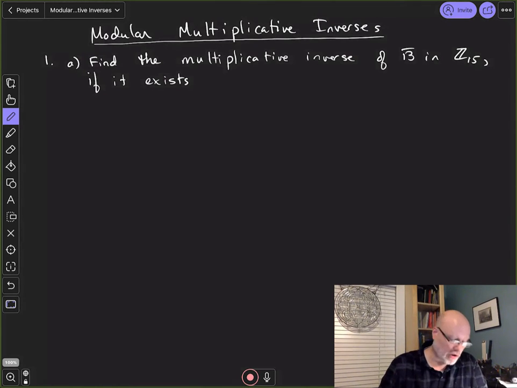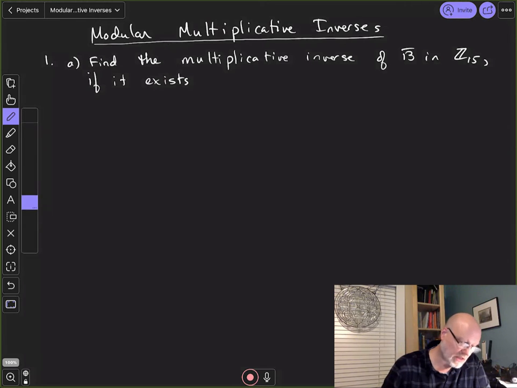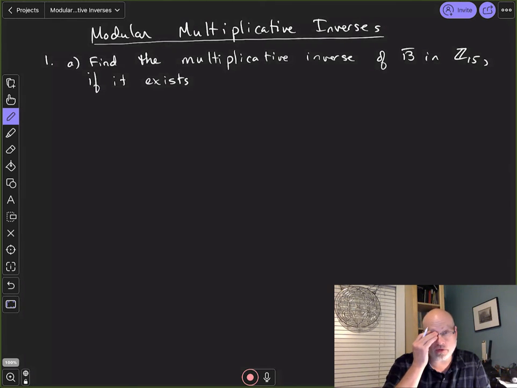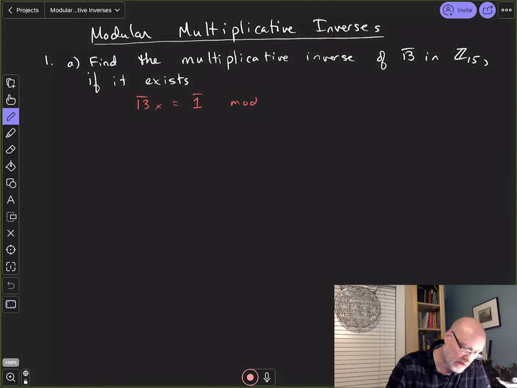Okay, let's start off with the question. Find the multiplicative inverse of 13 bar in Z15, or mod 15, if it exists. That's the question. We've got to figure out, does this even exist? So let's think about what this looks like. What we're essentially saying is 13 bar x equals 1 in mod 15. That's the equation we're trying to solve.